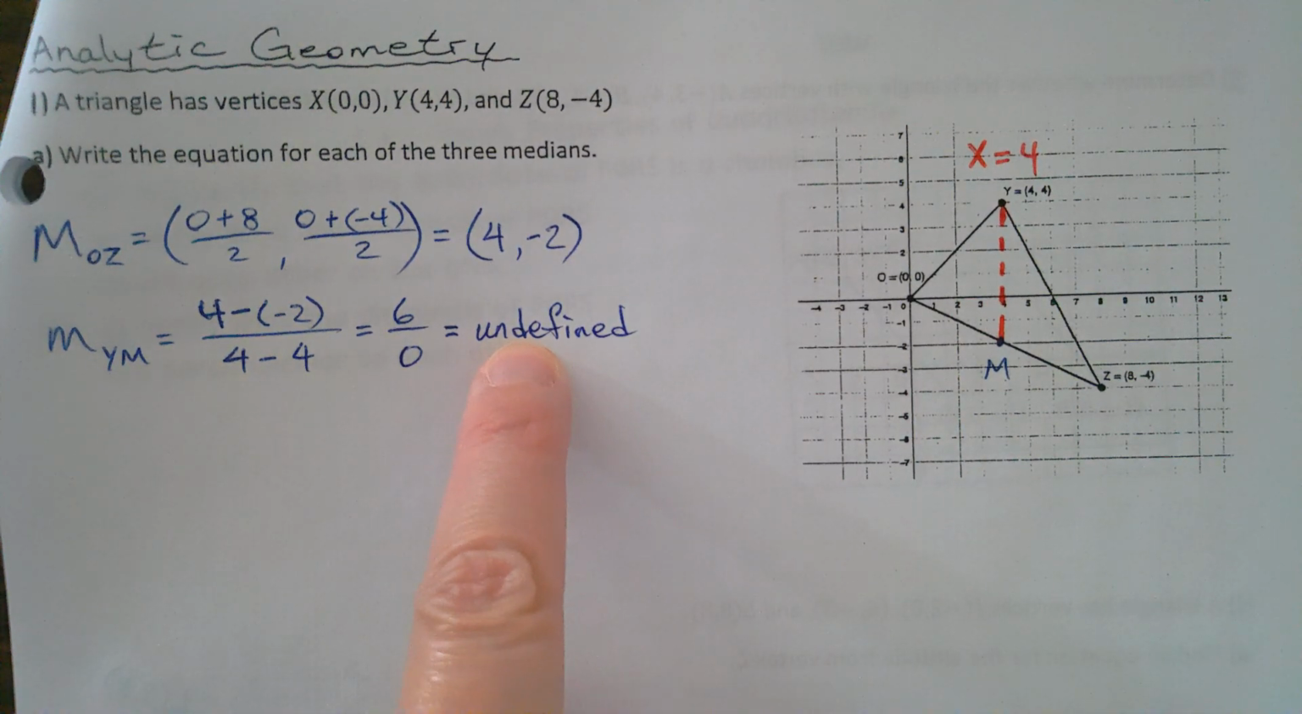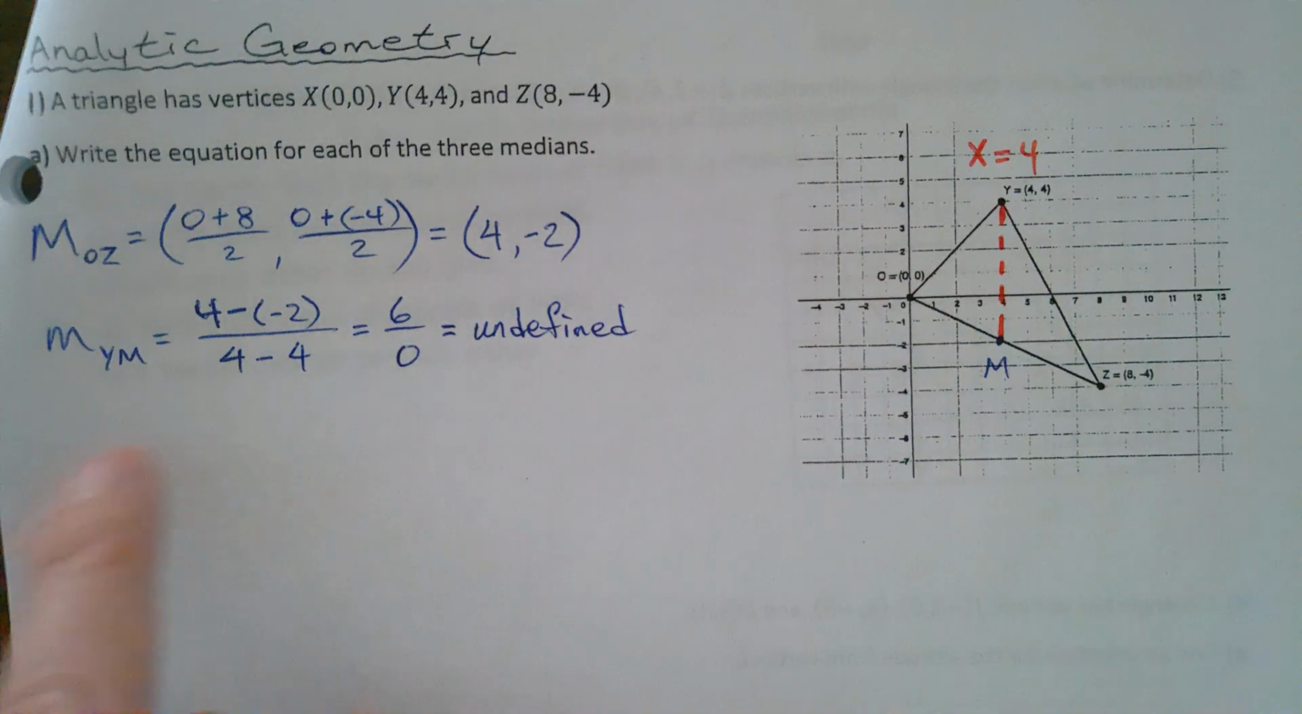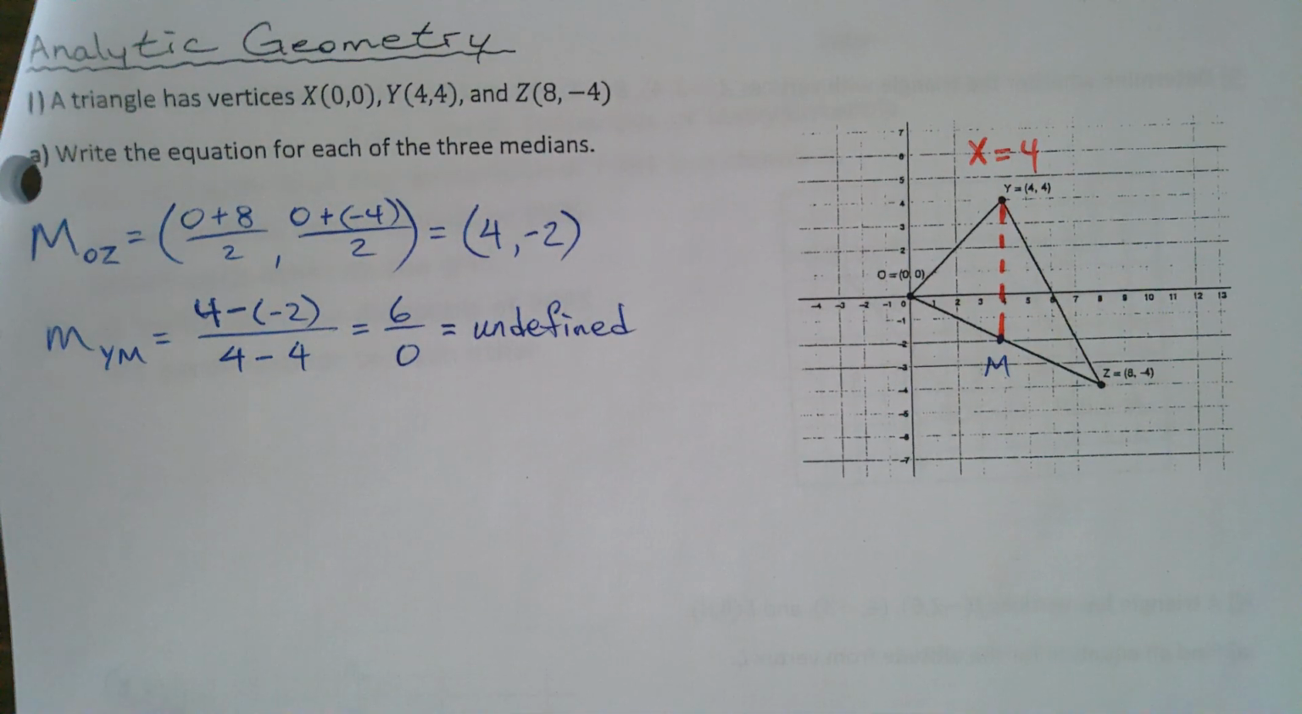And notice right here, once I got the undefined slope, I realized that it's a vertical line. So I cannot do the math any further. I won't be able to solve it mathematically.